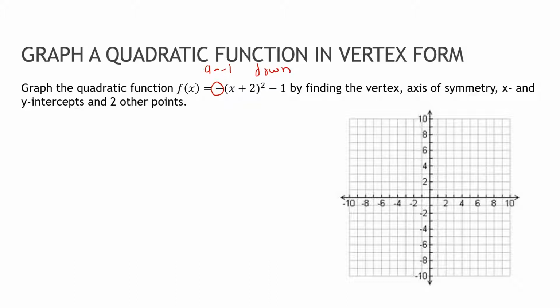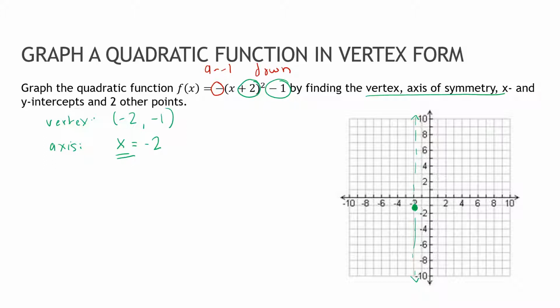So now let's find the vertex and axis of symmetry. The vertex would be the opposite of +2, which is -2, and -1. So -2, -1 is my first point. My axis of symmetry is an equation of the line x equals -2. Don't forget the x equals. A lot of people do that. So then I'm just going to draw that dotted line in.